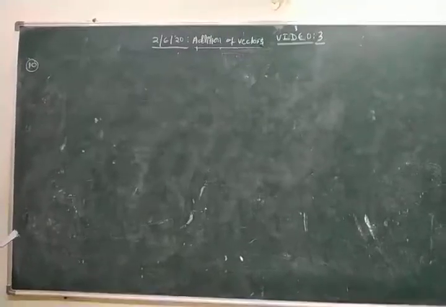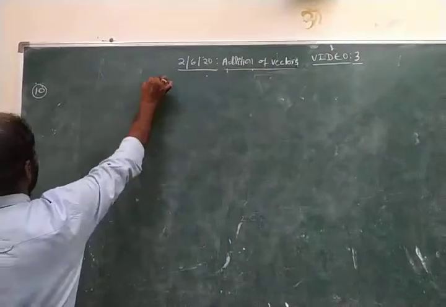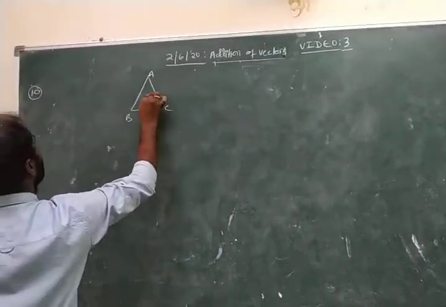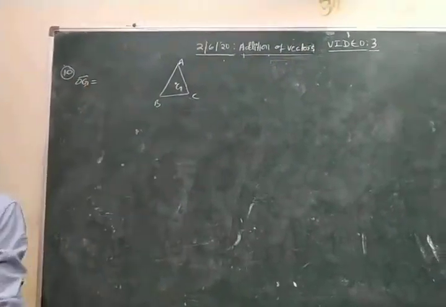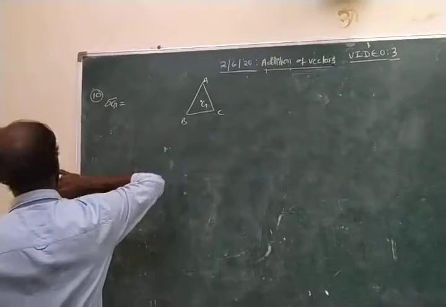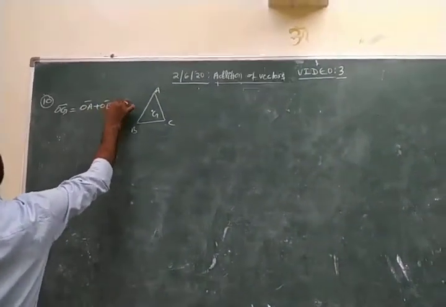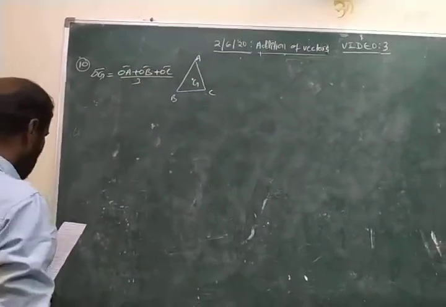G is the centroid of triangle ABC, then GA bar plus GB bar plus GC bar. G is the centroid of triangle ABC. Then the position vector of the centroid is OG bar equal to (OA bar plus OB bar plus OC bar) by 3. Right? This formula we know.